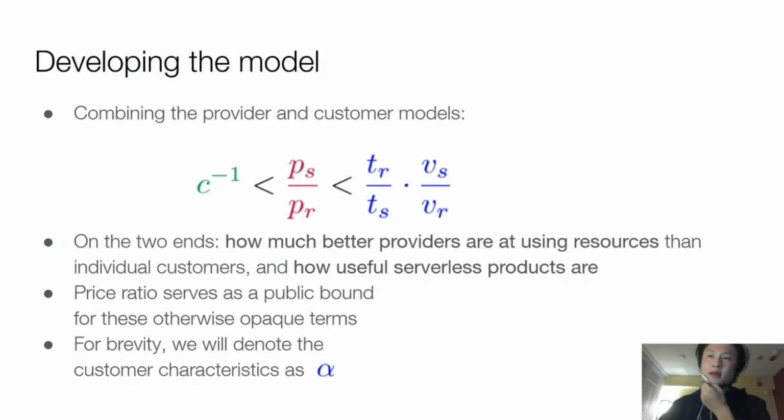Now, when we combine the conditions that we've established for the provider and customer, we get an expression that looks like this. And it's a relation between the characteristics of the provider and the customer about how much better providers are at using their resources than individual customers using their provisioned resources, and also about how useful serverless products are. Now, the price ratio term in the middle serves as a publicly known bound for these otherwise opaque terms. And for the rest of this talk, for brevity, we'll denote the 4 customer characteristic terms on the right side as alpha.